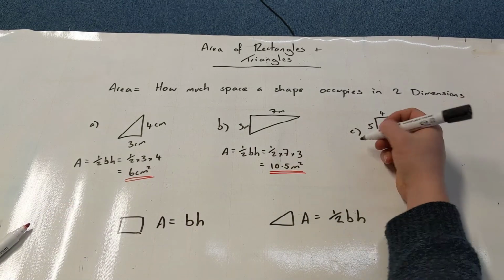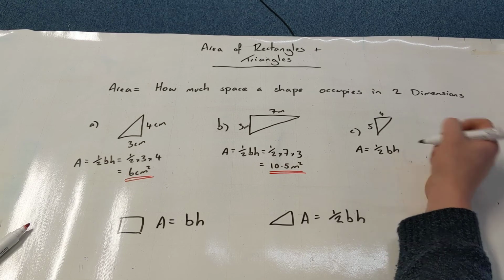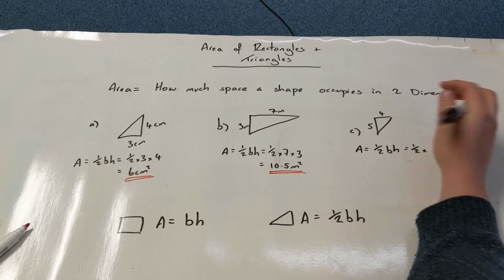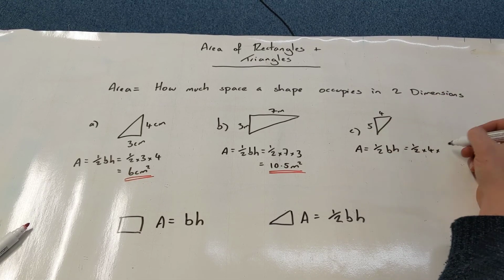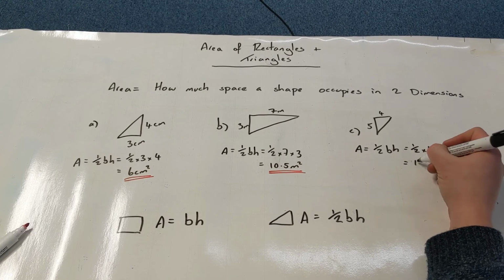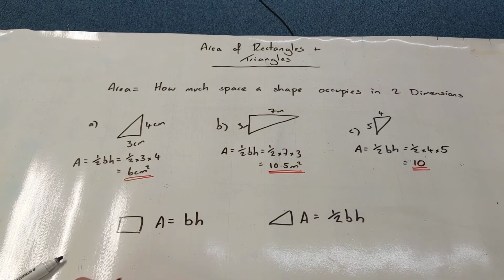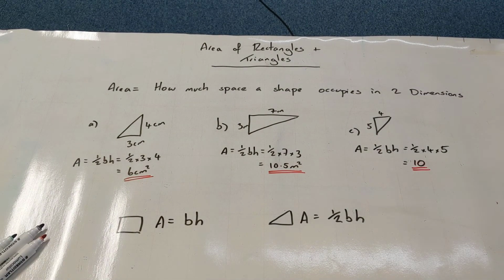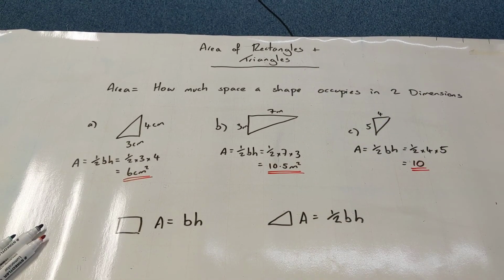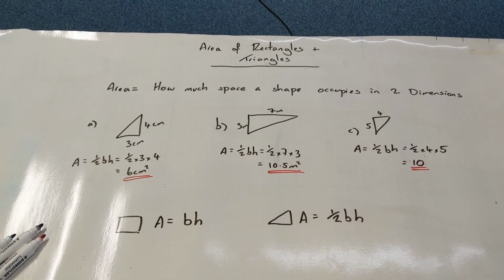And then for this final one, the area equals a half base height. So that equals a half times 4 times 5. So 4 times 5 is 20, and half of that is 10. And I'm not going to put any units on my answer there because there's none in the question. Now, also, what you've hopefully noticed is that it doesn't matter which one I call base and which one I call the height, because it would be 4 times 5, which is 20, or 5 times 4, which is 20.